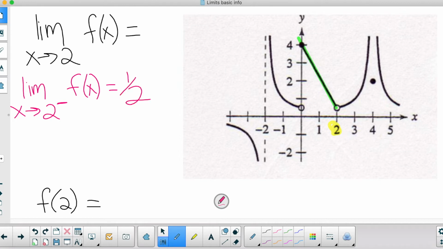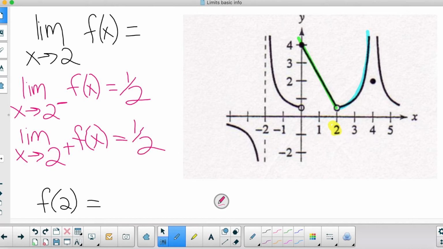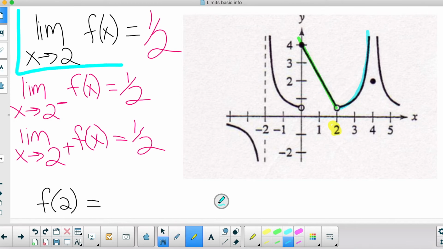But now we need to check from the right-hand side, where's this graph headed? Here we go. And we'll notice from the right-hand side, if we do the limit as x goes to 2 from the right, notice the plus sign for the right of our function. And where's that? That is also at 1/2, which means if they match from the left and from the right, then you have a limit. So our limit in this one, as x goes to 2, is 1/2.